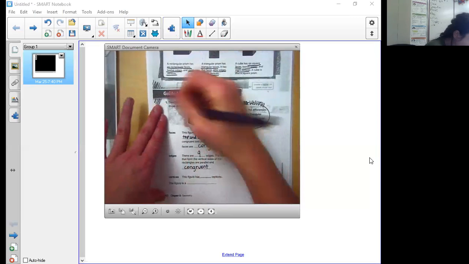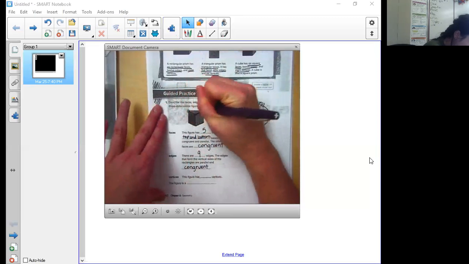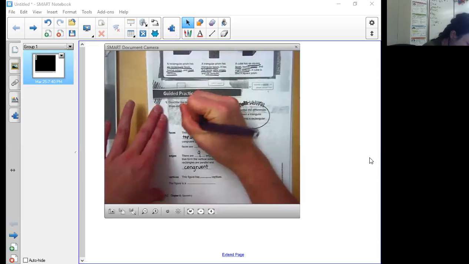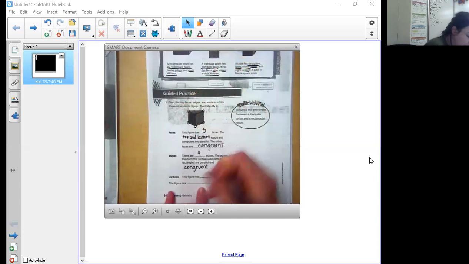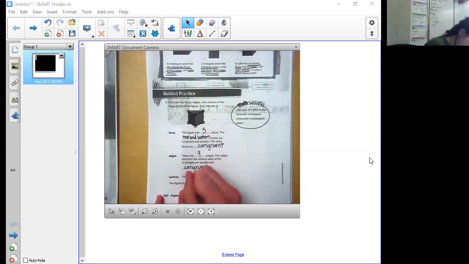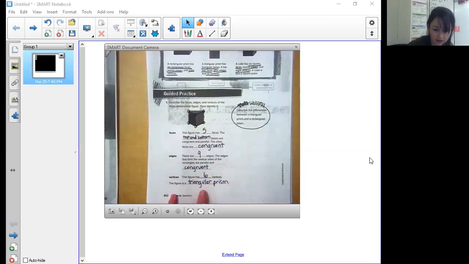The vertices, now we're talking about where these faces touch or where they connect. These corners. The figure has how many vertices? 6 vertices. This figure is, and you need to fill in here, a triangular. Oh, this is the hardest part. Prism. My handwriting is too big, but I'll put a period at the end.